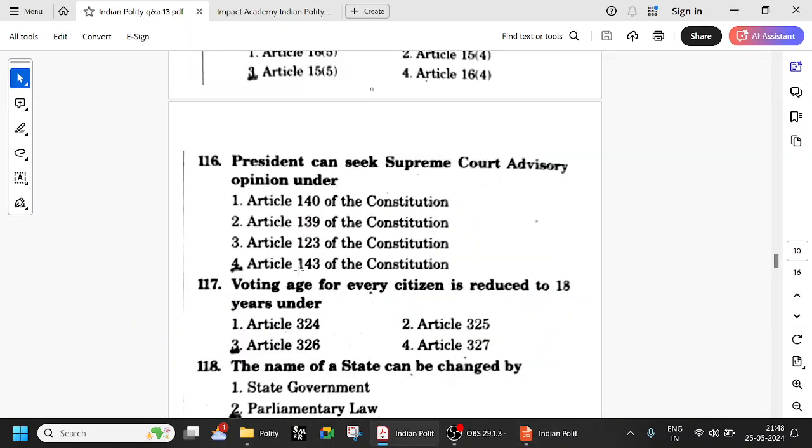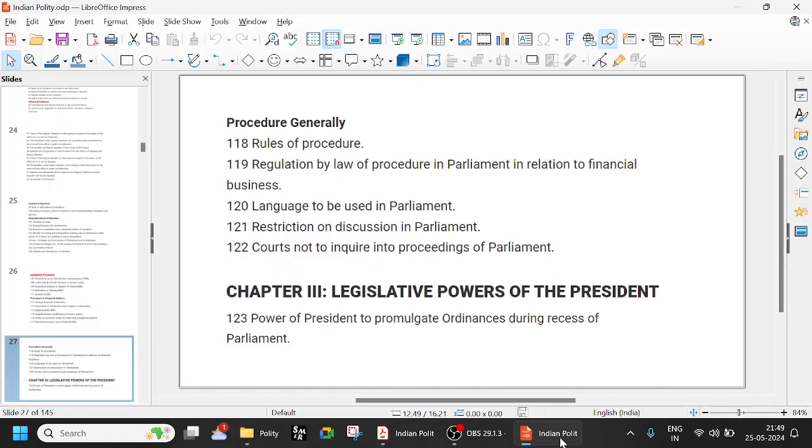Okay, 123 and 140, 139. 143 is also very important. The President can seek the Supreme Court's advisory opinion under 143, and we have seen 142 is enforcement of decrees and orders by the Supreme Court. The Supreme Court starts from 124, and we've seen 130, seat of the Supreme Court, 131 original jurisdiction, 132 appellate jurisdiction. So slowly, if you come to 140, what will be there?